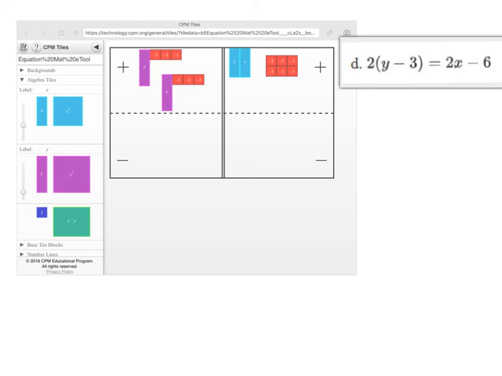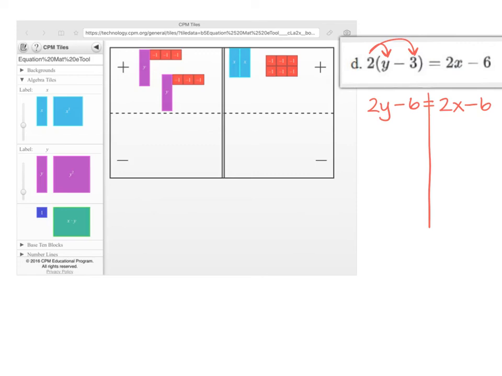Okay. Keep in mind now that this equation is the same as 2y, and 2 times negative 3 is negative 6. So the left side of my equation mat says 2y and minus 6. So we can distribute that 2 inside the parentheses. And on the right-hand side here, we just have 2x minus 6. Okay. Now I'm going to use my legal moves to simplify this because I want to get y by itself on the left side of the equation.